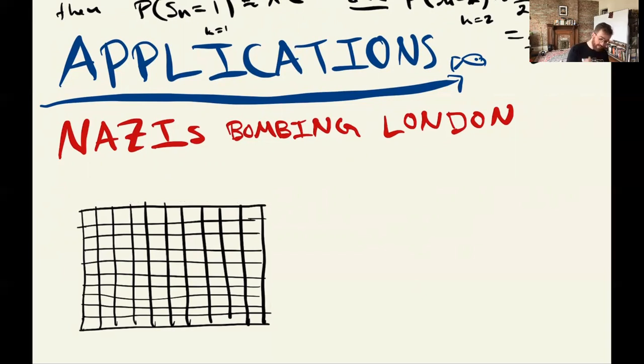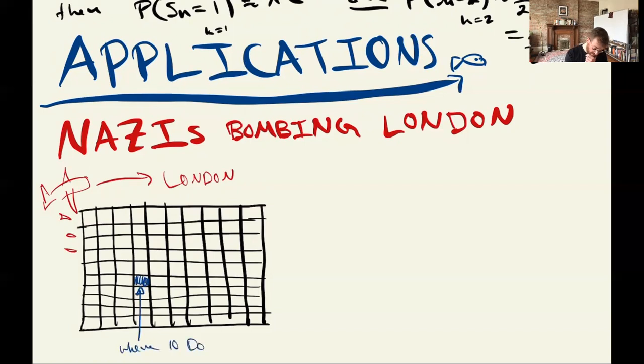And say we're worried about the Luftwaffe who've got their sort of fighter jets, and they're dropping bombs as they pass over London. We're interested in what's the probability that a bomb hits a particular block, and let's say that block is maybe where 10 Downing Street is, or some other important government building. So this is where 10 Downing Street is.